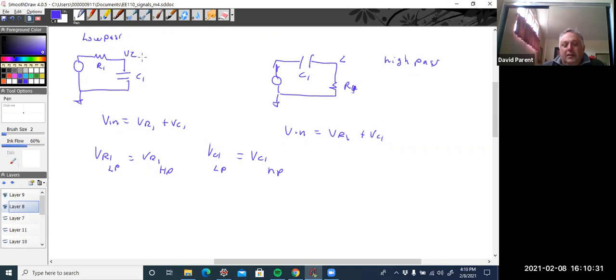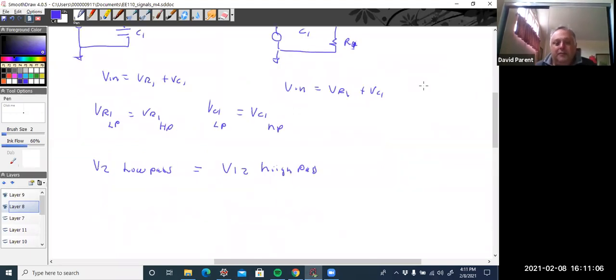And so here's the thing. That means V2 low pass equals V1 to 2, meaning measured across here, high pass. So I already know this. And you know the input. Well, then all I have to do is solve algebraically for R1.